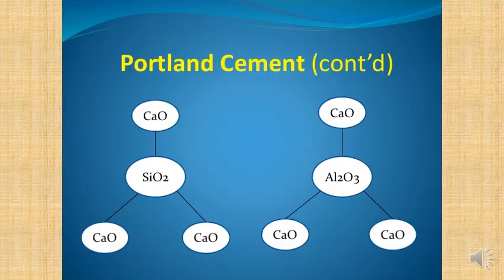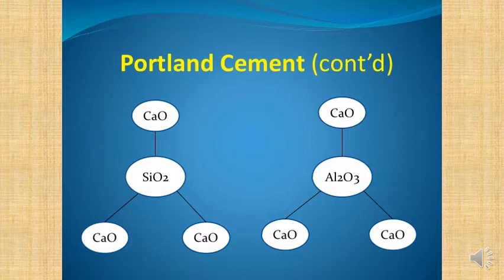So with Portland cement, this is what it looks like. If we were able to look at a molecule under a microscope, the tricalcium silicate will look like that molecule on the left. You've got the silicate in the center and you've got three calcium oxides surrounding it. Now, it's sort of in the shape of a pyramid.